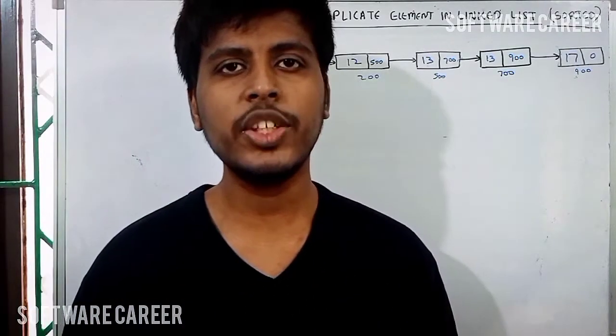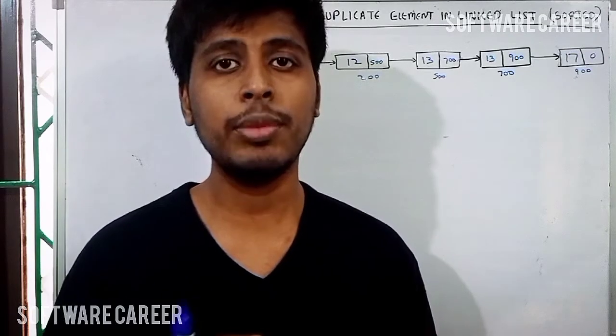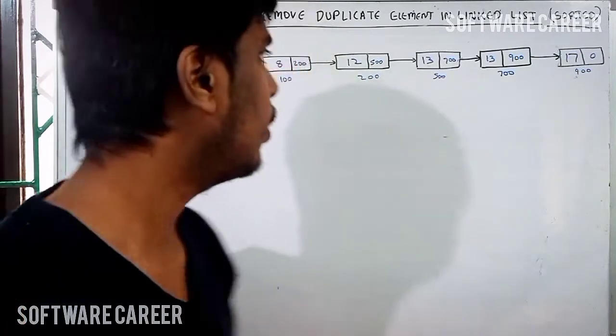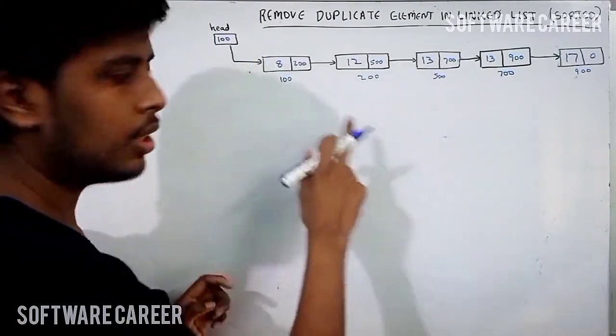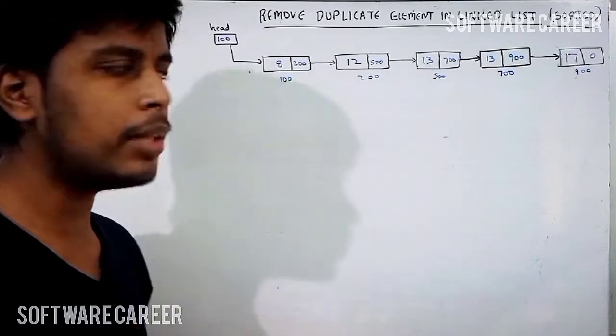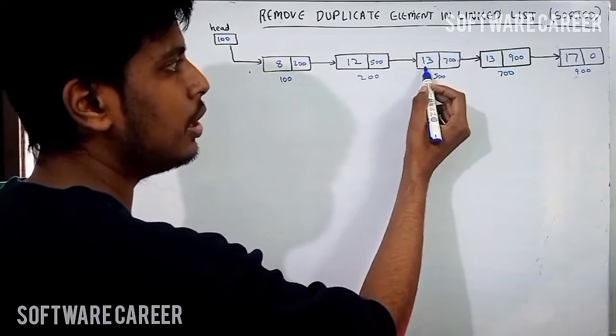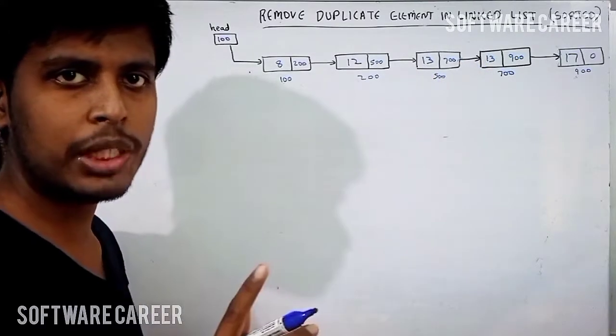Hello everyone, in this video I am going to teach you how to remove a duplicate element from the given sorted linked list. See, now this is a sorted linked list. Here the data elements are 8, 12, 13, 13, 7. Now what you should do, first step is you should find whether there is a duplicate element. See here, 13 is repeated twice, so there is a duplicate element.